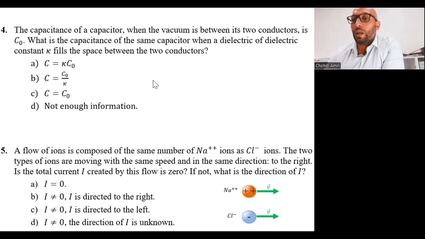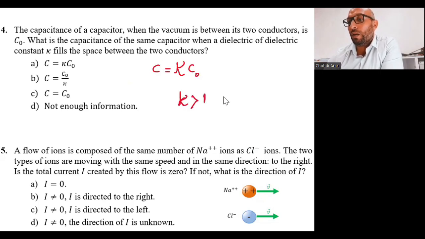As you know, when we insert a dielectric between the two parallel plates to fill the space between the two conductors, the capacitance increases by kappa. Why is it increasing? Because kappa is greater than 1. If we multiply a number with a constant greater than 1, of course, it's going to be increasing. And the correct answer is A.